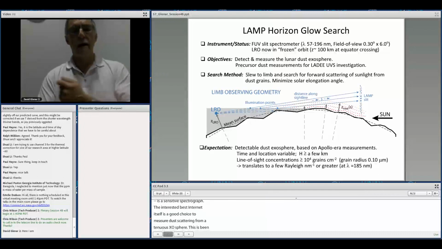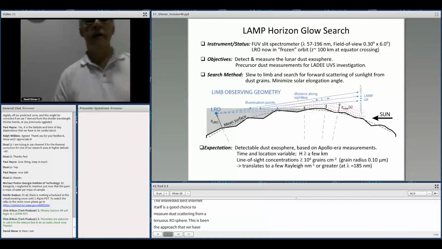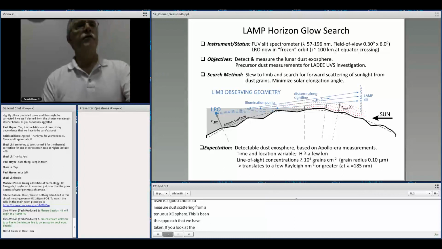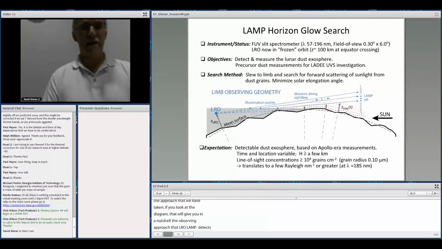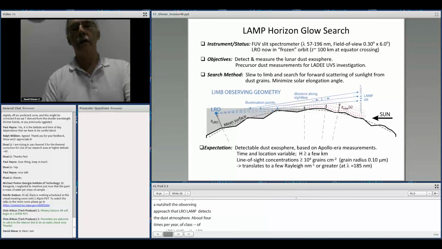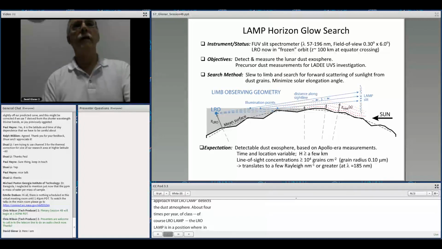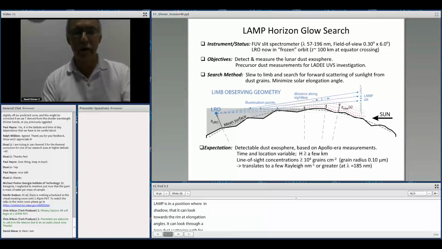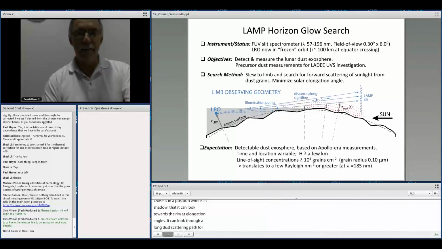If you look at that diagram, that gives you in a nutshell the observing approach that LAMP takes to detect a dust exosphere. About 4 times a year, of course, LRO is in a polar orbit, so about 4 times a year, LAMP is in a position where it's in shadow, but it can look toward the limb at very small solar elongation angles. So in other words, it can look through a long dust scattering path for maximum detection sensitivity. And that also helps because it lowers the shadow height.